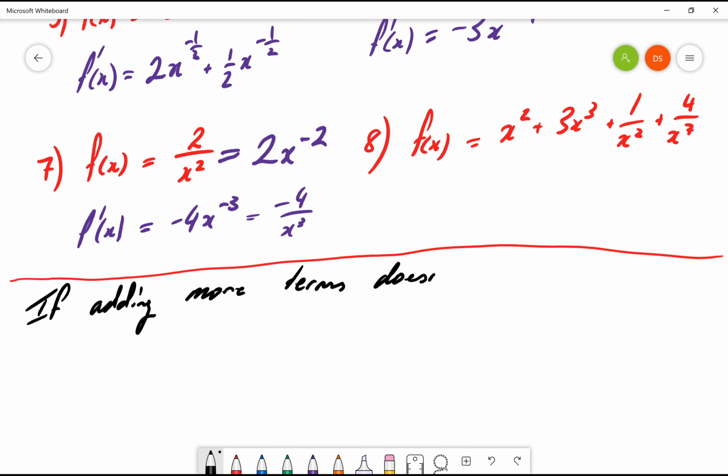If adding more terms doesn't make it any harder, what will?